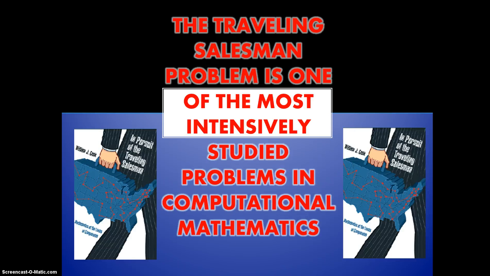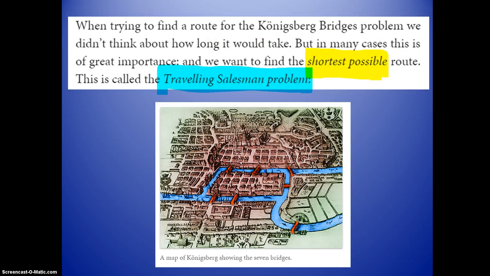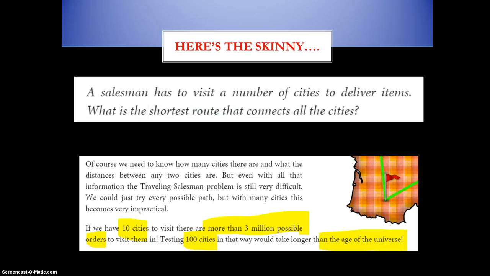Okay, the problem of the traveling salesman is actually one of the most intensively studied problems in computational mathematics. It's studied a lot in computer science. So if you recall when we started section 4.1 with Euler circuits and paths, we were trying to find if it was possible to cross all of those bridges and return. This time, however, it's not just asking is it possible, but we want to find the shortest route. So what is this problem?